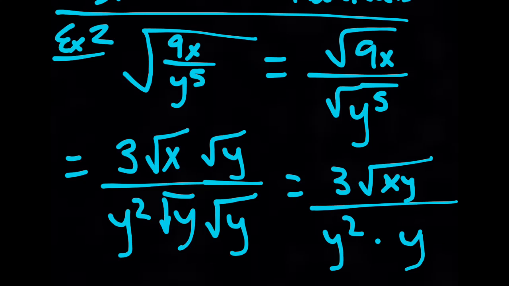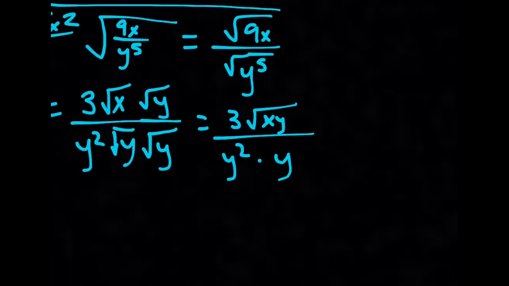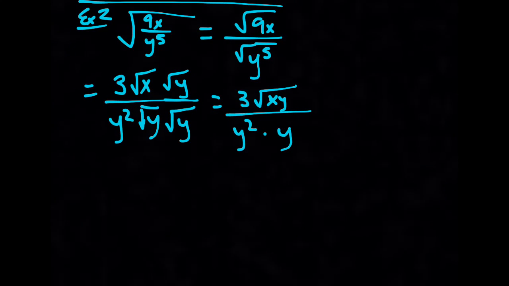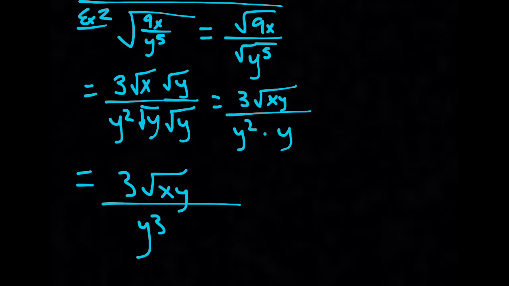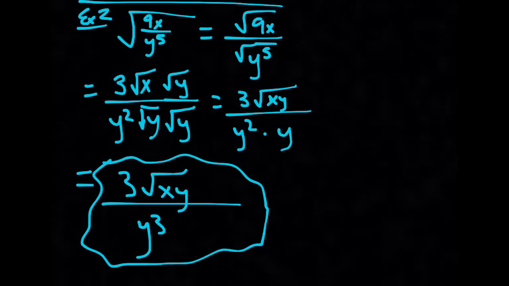So the y's don't combine? Well, they do. That's just what we're about to do next. So, on the top I really can't do anything. It's still 3 times the square root of xy. Then y squared times y is going to be what? Y to the third. So that's going to be my answer.